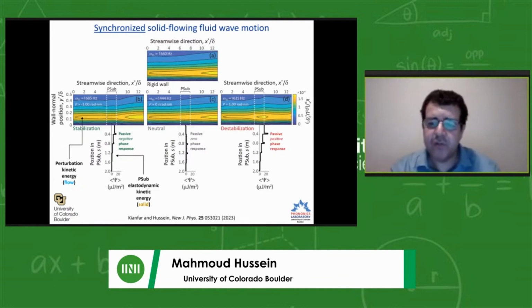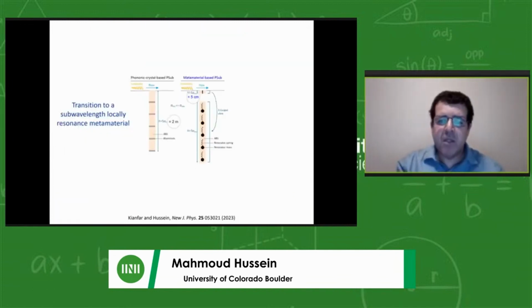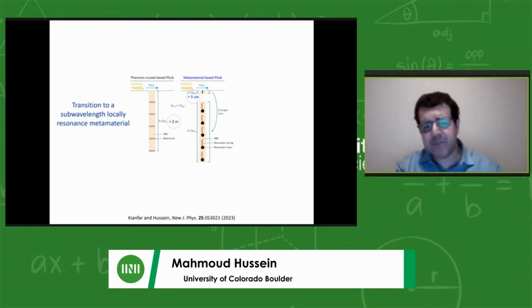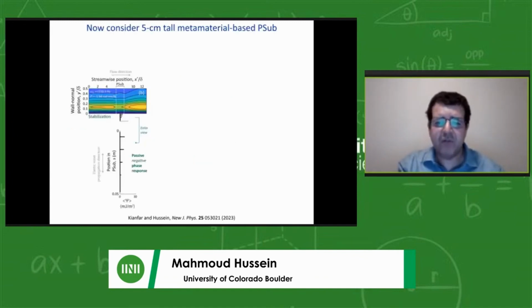And you can see there in the contour field in the flow, you get an increase in the instability, and then correspondingly in the solid, you get higher energetics in the solid. So this was a phononic crystal. Obviously, a phononic crystal is too large, so we later on analyzed this problem using an elastic metamaterial, which is much smaller, 5 centimeters instead of 2 meters.